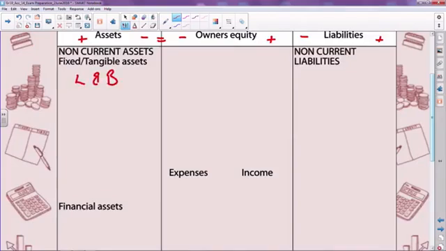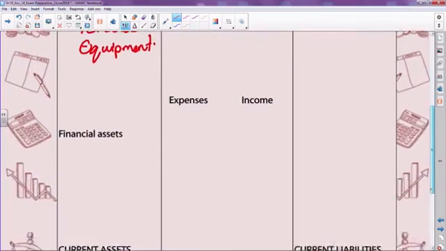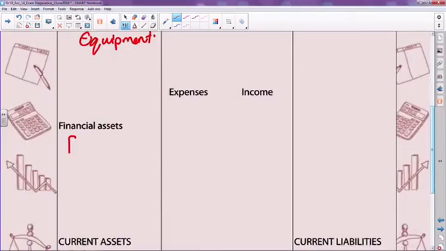Guys, I'm going to abbreviate a bit to save us a bit of time. We also have vehicles, and then we have equipment. And then remember your financial assets. What financial assets do we have? We normally have a fixed deposit.